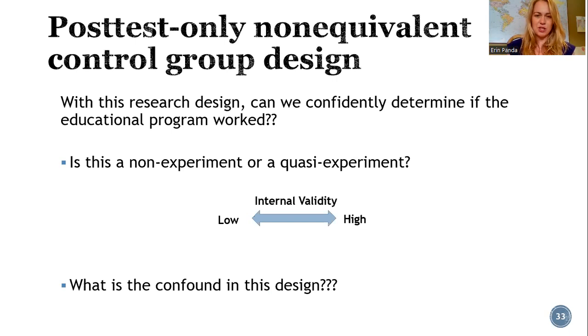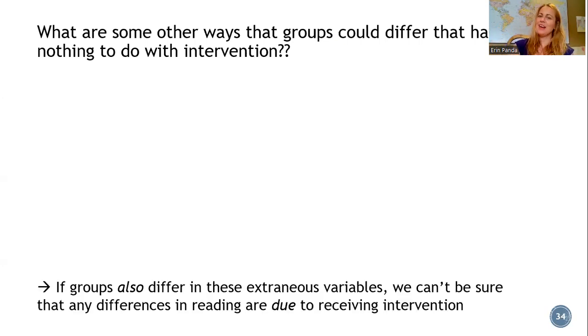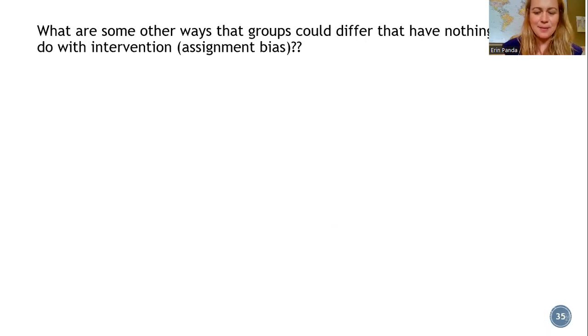Well, to answer this question, you want to ask yourself, what is a possible confound in the design? In other words, what are some ways that the groups could differ that have nothing to do with the intervention and which could explain a difference in their reading scores? Ideally, you would pause the video here and see if you could think of some on your own. Go for it. Well, here are some ideas.